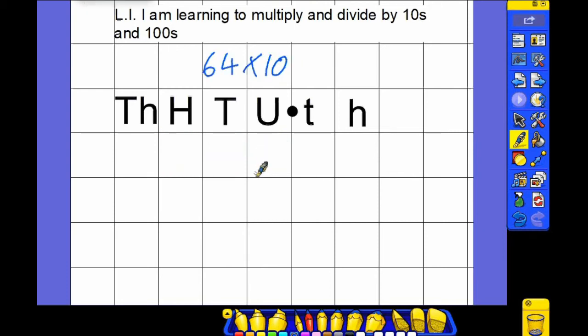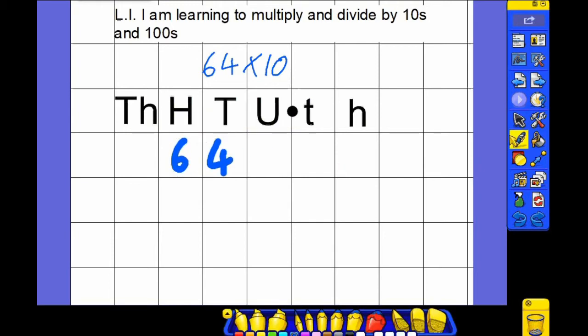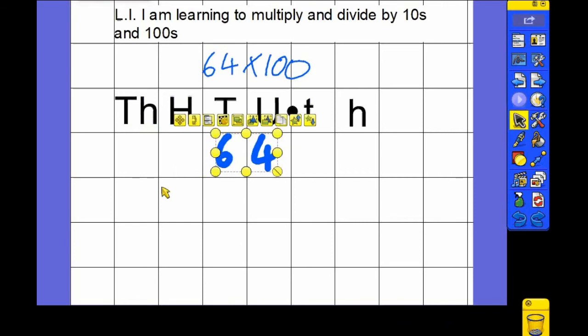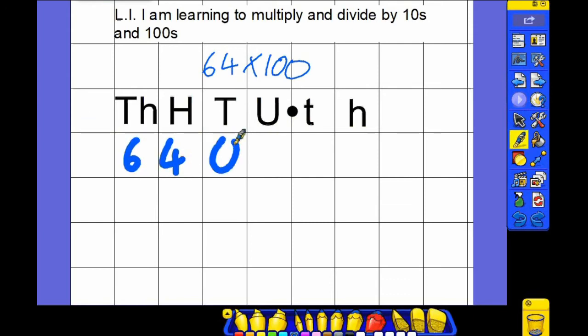What about this example then? 64 times 10, well that is 6 tens and 4 units. We're multiplying it by 10, there's 1 zero there, and so everything is going to move up 1 place. That means that we're going to have to put a 0 in to fill the gap. If we were multiplying it by 100, then how many places is it going to move up? Well, it's going to move up 2 places. And so we're going to have 2 zeros fill in the gaps here.